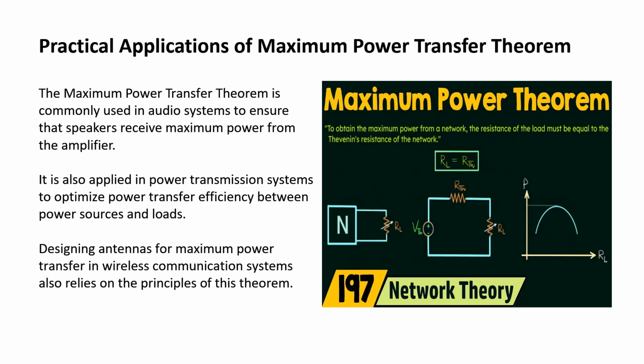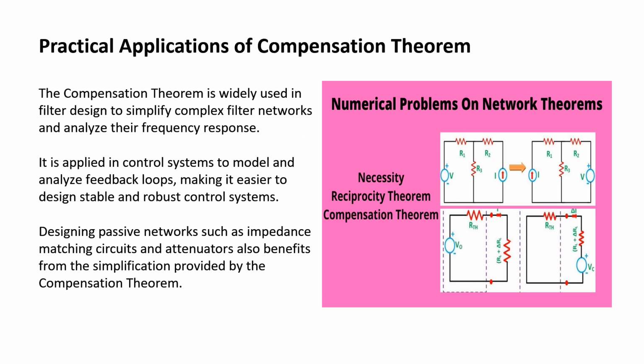Practical applications of maximum power transfer theorem. The maximum power transfer theorem is commonly used in audio systems to ensure that speakers receive maximum power from the amplifier. It is also applied in power transmission systems to optimize power transfer efficiency between power sources and loads. Designing antennas for maximum power transfer in wireless communication systems also relies on the principle of this theorem.